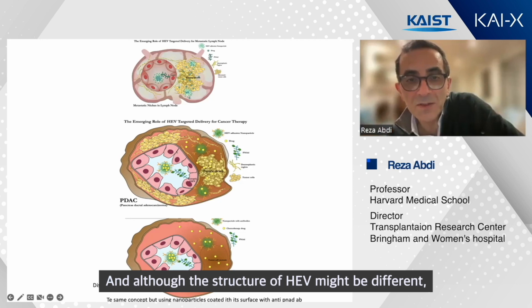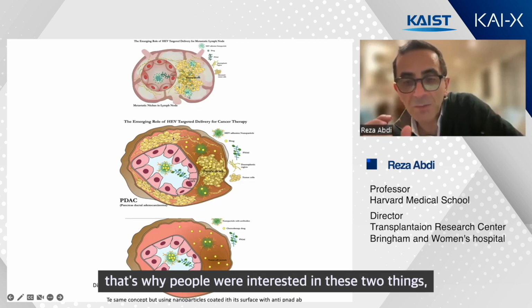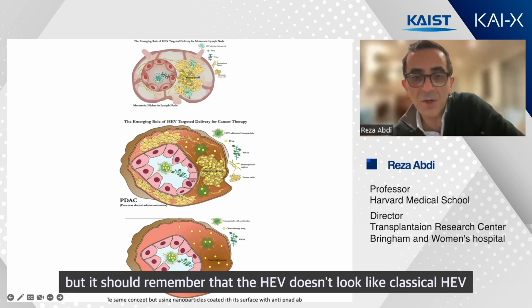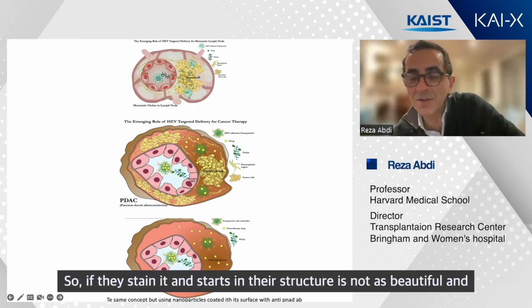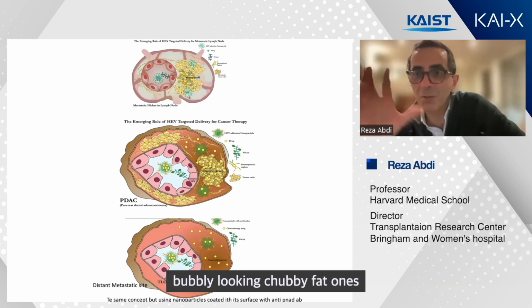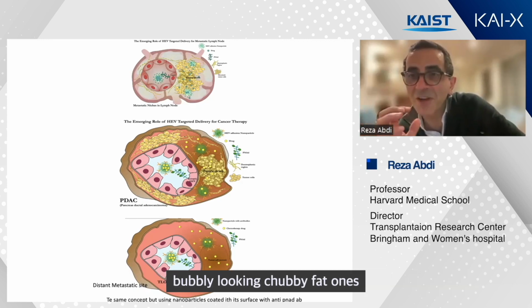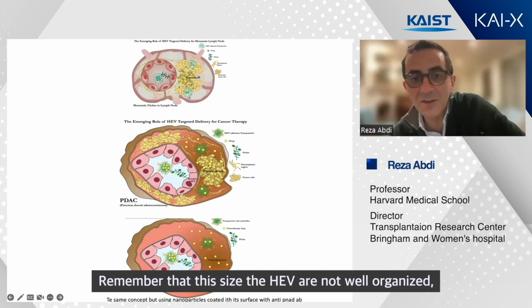And although the structure of HEV might be different, that's why people were interested in these two things. But you should remember that the HEV doesn't look like classical HEV. So if they stain it and start seeing the structure is not as beautiful and bubbly looking, chubby, fat ones, remember that at this size, the HEVs are not well organized.